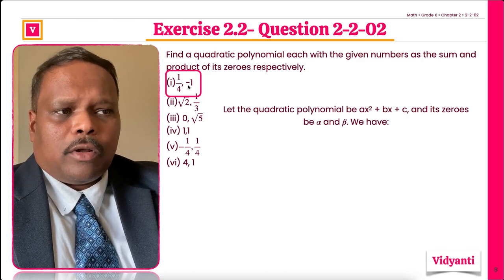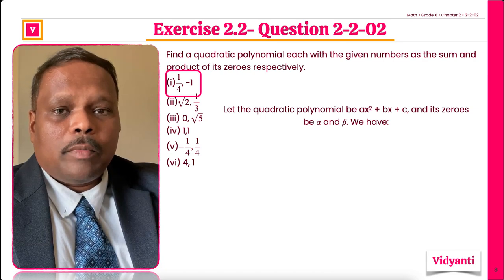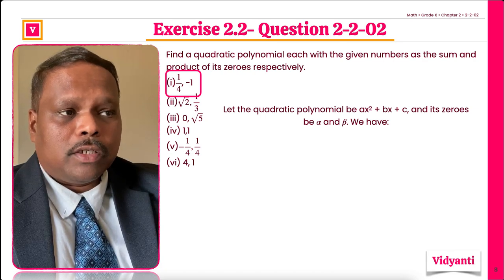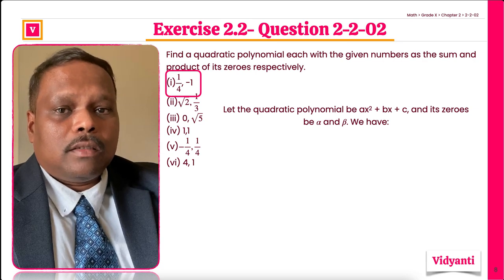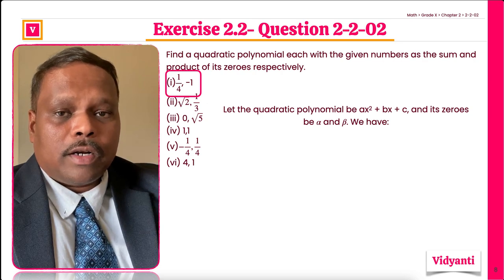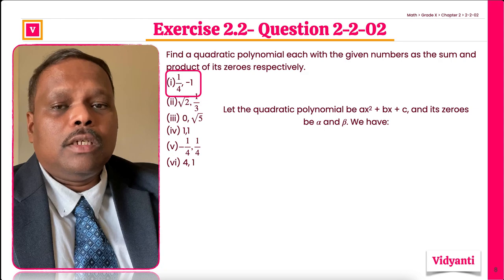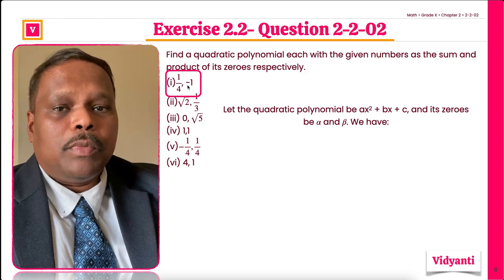Let the quadratic polynomial, let's assume that it's in the standard form ax square plus bx plus c equal to 0. And let's assume that the zeros, the roots, the solutions, remember each polynomial, if it is a quadratic polynomial, at the most it can have two solutions. Let these solutions be alpha and beta.